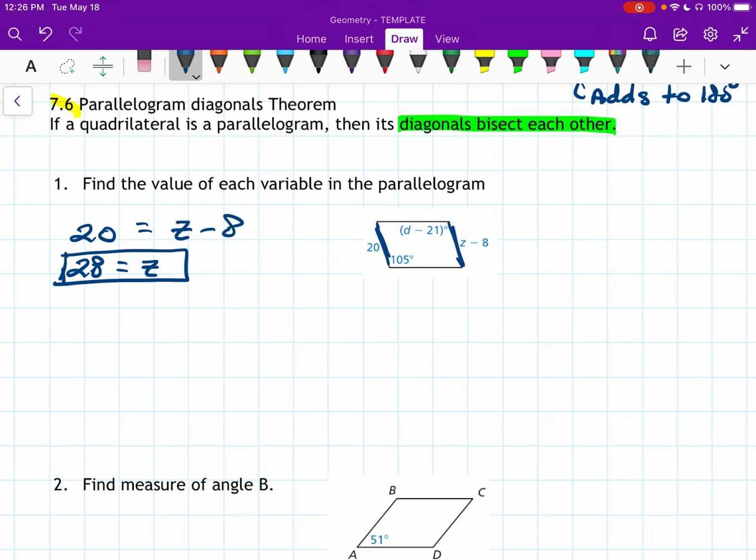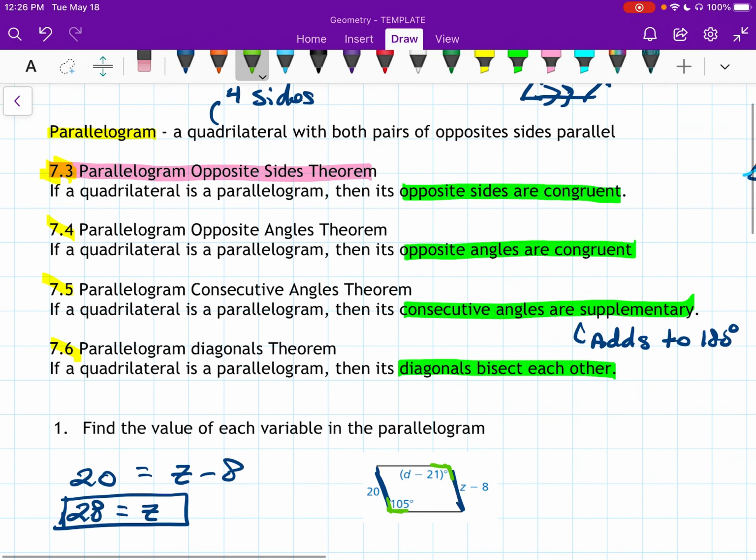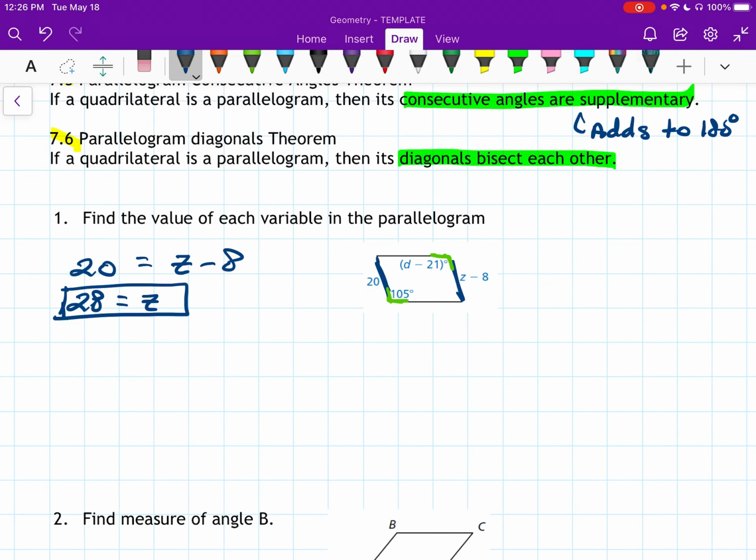Now we need to deal with our angles. Our angles, we know that these are also congruent by the 7.4 theorem, parallelogram opposite angles theorem. So I can say 105 equals d minus 21. So what is that going to be? 126 is d. And there we are.